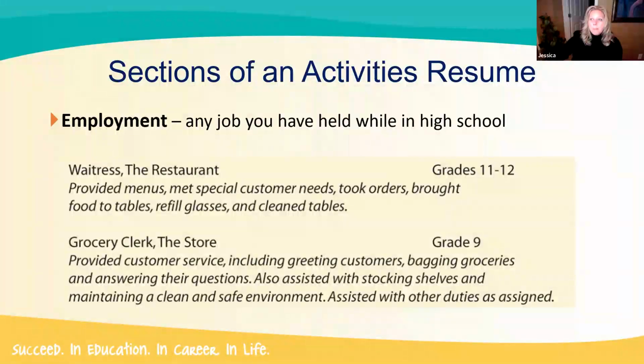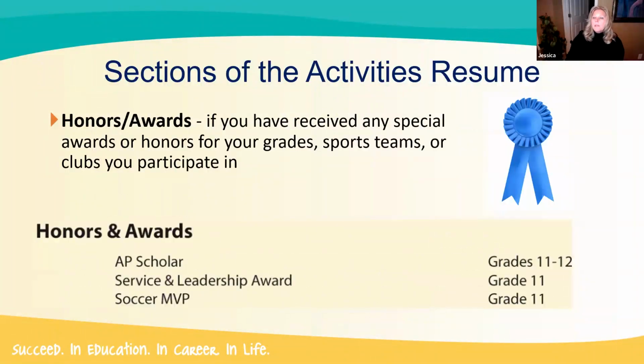All right, and then the next section is any honors or awards that you have received. Okay, so if you received a special honor or an award for grades, sports teams, or clubs that you do participate in, you want to go ahead and list those. AP Scholar, the years that you received those, and then soccer MVP. This is the last section.